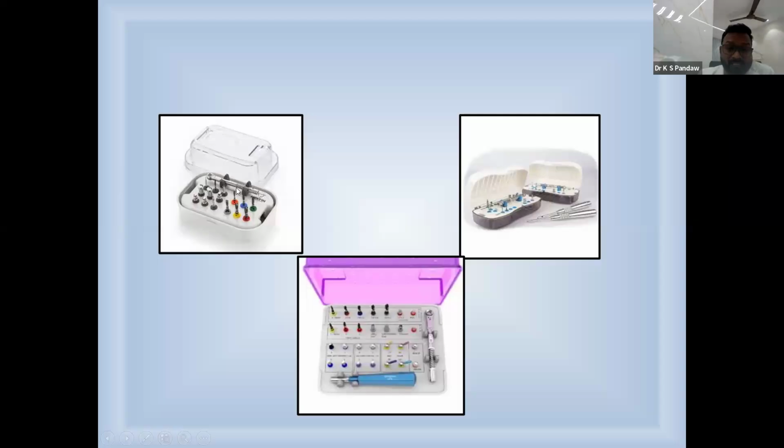If you see this kit, it is a conventional kit where you can see the various drills, various attachments, and cartridges. If we talk about the bicortical implant, generally we have two kits, one for the hand instruments and one for the motorized kit. So it is very difficult to take the conventional and cortical both together, but they have designed this kit very beautifully.